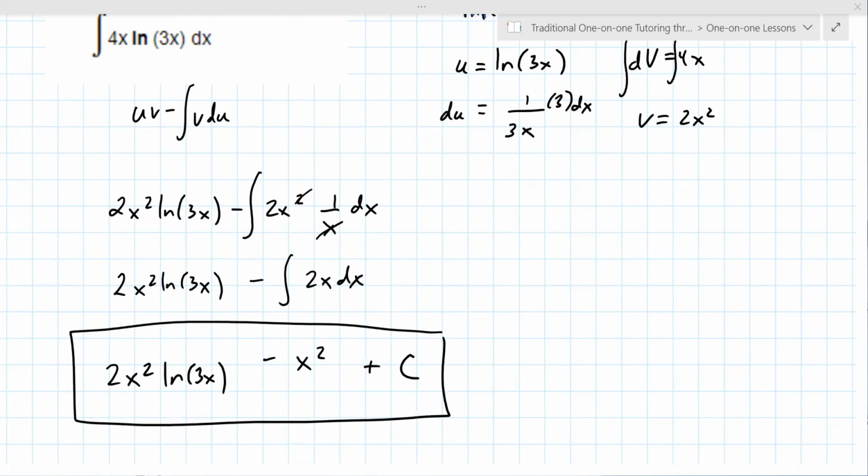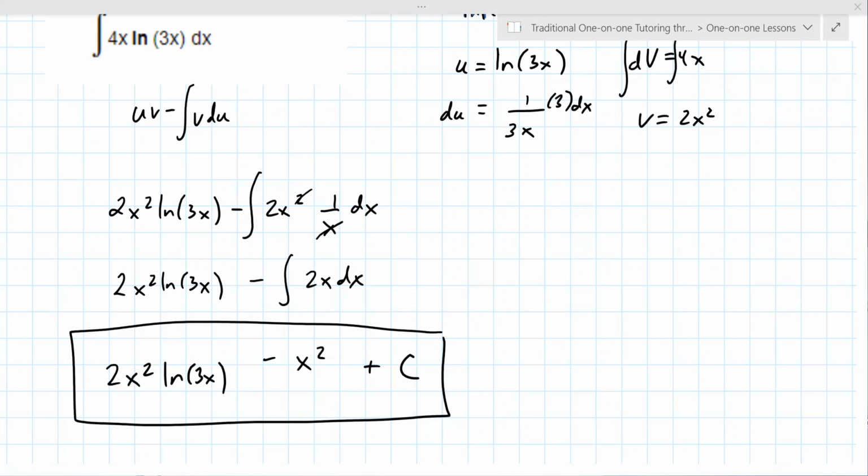Okay. But you're doing integration by parts, and then it looks like you have some revolutions of solids, things like that. So just keep that in mind here. So yeah, x squared, 2x squared, natural log 3x minus, yeah, this is correct. Awesome.